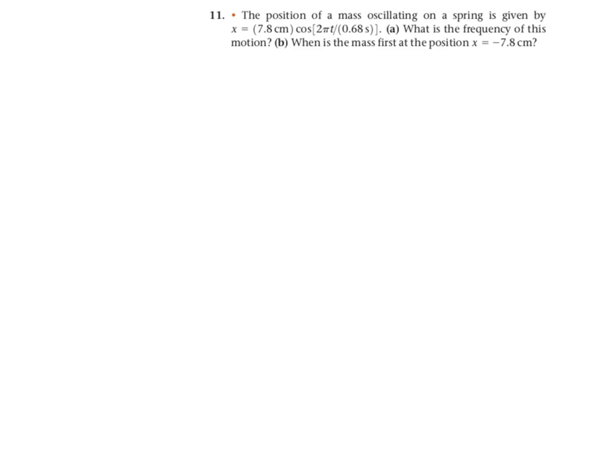Chapter 13, number 11. The position of a mass oscillating on a spring is given by x equals 7.8 centimeters times the cosine of 2 pi t over 0.68 seconds. What is the frequency of this motion, and when is the mass first at the position x equals minus 7.8 centimeters? So we should always sketch our situation.